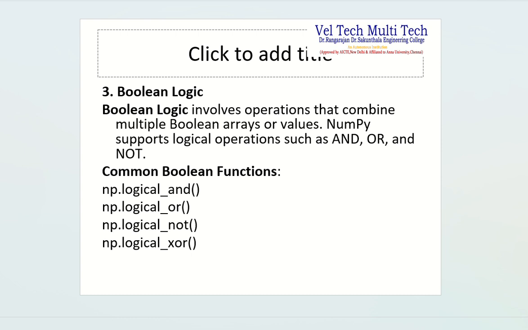The next topic is Boolean logic. Boolean logic involves operations that combine multiple Boolean arrays or values. NumPy supports logical operations such as AND, OR and NOT. The common Boolean functions are np.logical_and, logical_or, logical_not, and finally logical_xor.